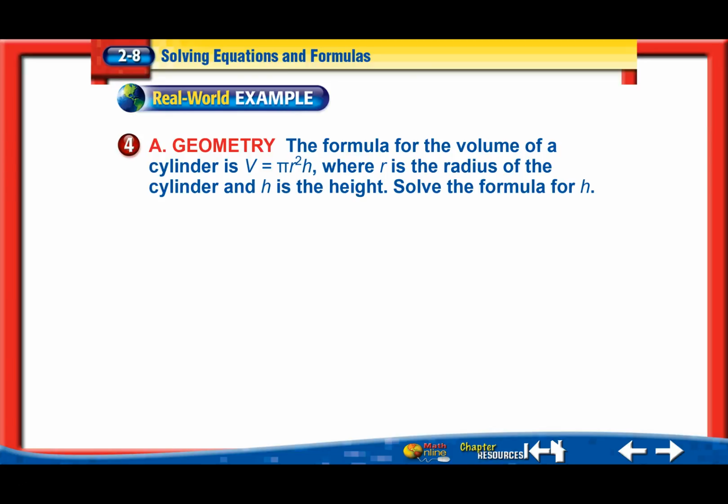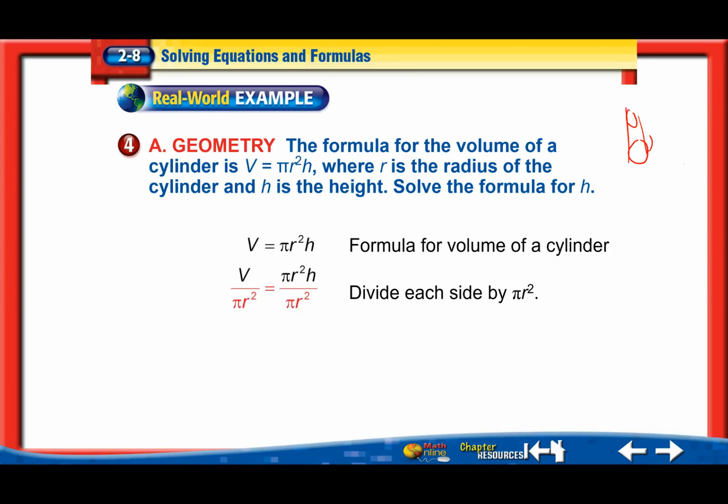All right, the volume of a cylinder. The volume of a cylinder is volume equals pi r squared times the height, where r is the radius of the cylinder and h is the height. Solve the formula for h. So we write the formula first for the volume of a cylinder and just divide out the other two pieces. Divide by pi r squared on both sides. H equals volume divided by pi r squared.